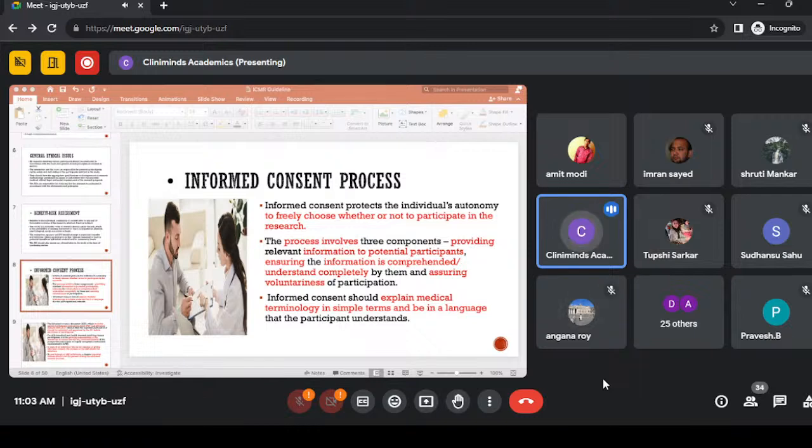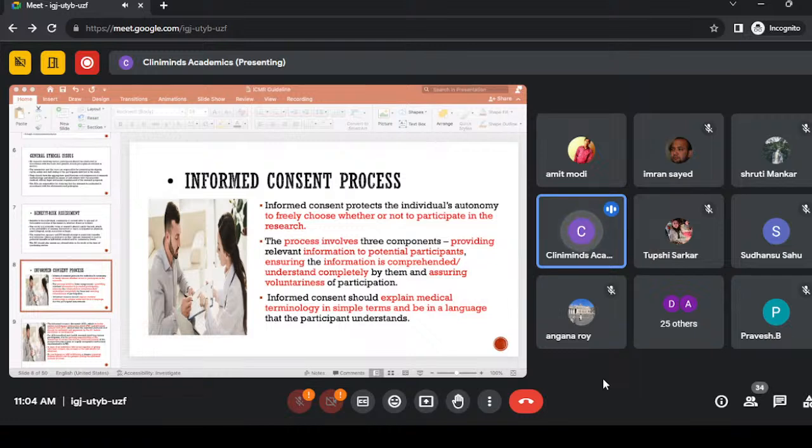So when we talk about the informed consent process, the informed consent process relies on 3 principles. Okay, so these 3 principles are according to the Belmont report, right? The first principle talks about information. That is, first we need to provide the complete information about the trial to the subject. That information is present in the patient information sheet. It's a part of the informed consent document.